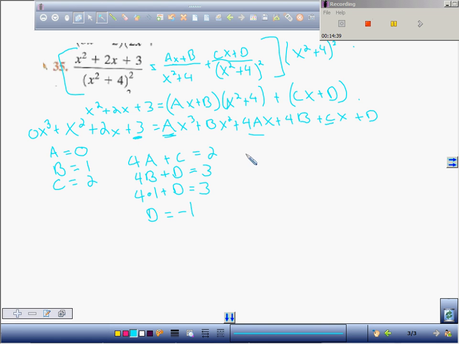And then I rewrite this with those variables in here. So a is 0, so I can just write this one as b over x squared plus 4. So when I rewrite this, it's 1 over x squared plus 4 plus cx, 2x, minus 1, because d is negative 1, minus 1 over, 2x minus 1 over x squared plus 4 quantity squared.